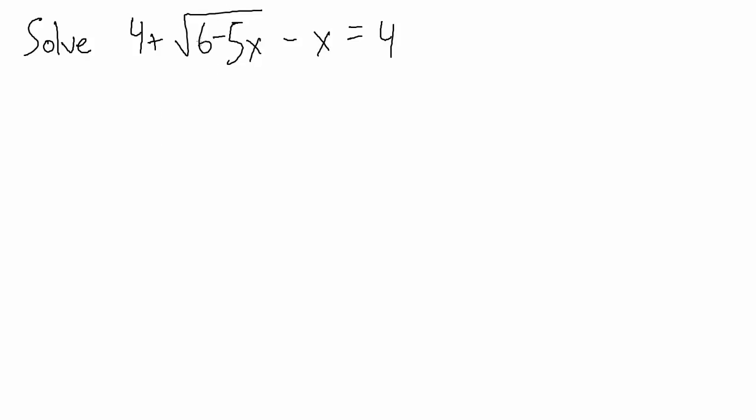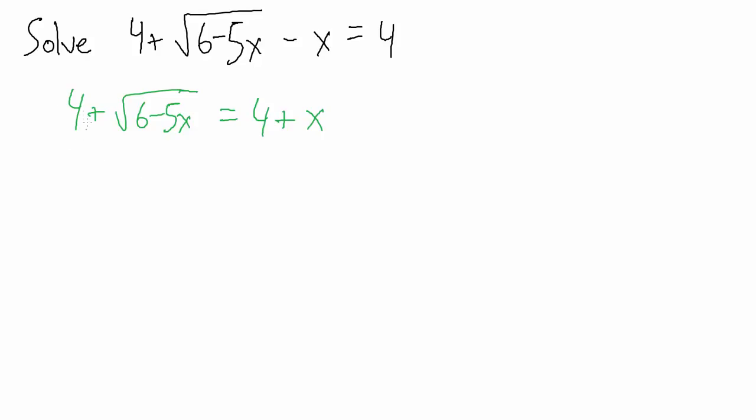So get it all by itself on one side, put everything else on the other side. So here we actually do have to do that step. So what do we have to do? Well, we start with 4 plus square root of 6 minus 5x minus x equals 4. Let's keep the square root part on the left side and put everything else on the right side. So if we have 4 plus the square root of 6 minus 5x, then here we have a minus x, so let's go ahead and add x to both sides. So this will be 4 and then plus x.